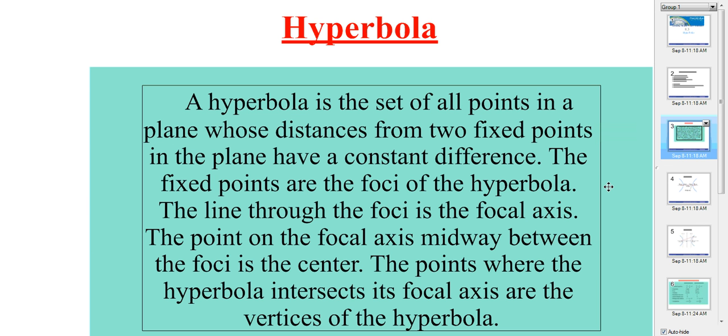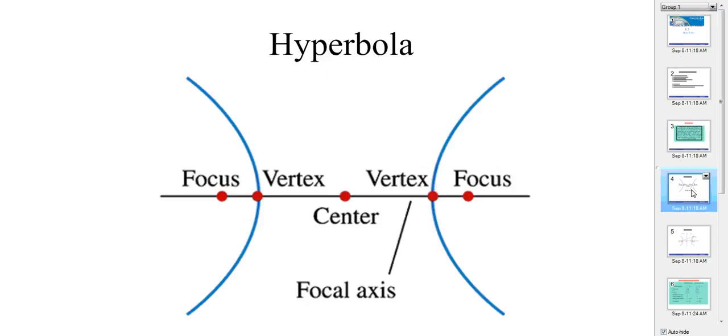Okay, so a hyperbola is the set of all points in the plane whose distances from two fixed points, which are called the foci, have a constant difference. You can read through the rest of this, and I'll teach you some vocabulary that goes with it. This is a hyperbola whose branches are left and right. You can see that there are two vertices, a vertex for each branch. And the foci are both inside each branch of the hyperbola.